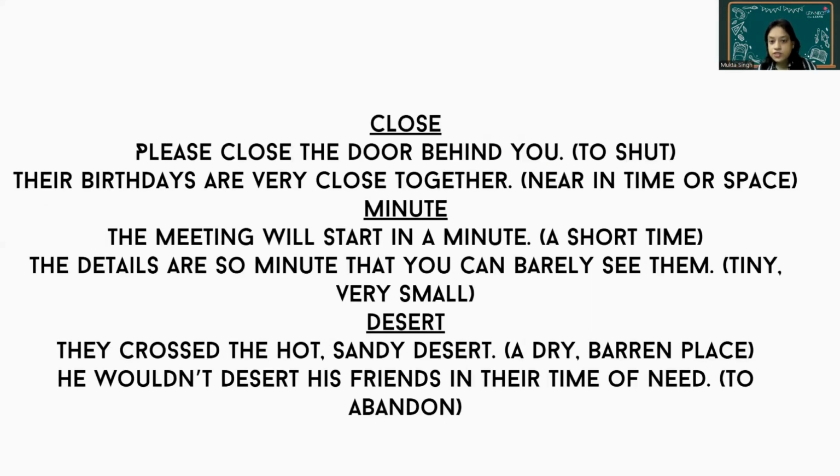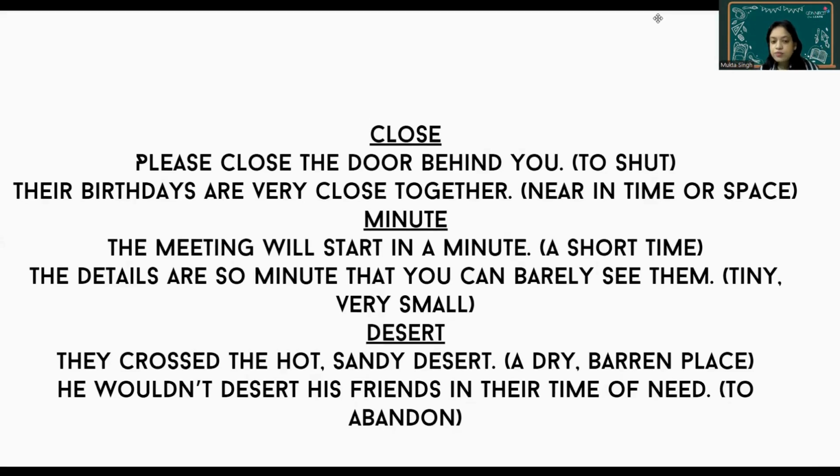Now, here the first word is close, which means to shut. And the example sentence is, please close the door behind. Next, the word close has the meaning near in time or space. And the example sentence is, their birthdays are very close together.